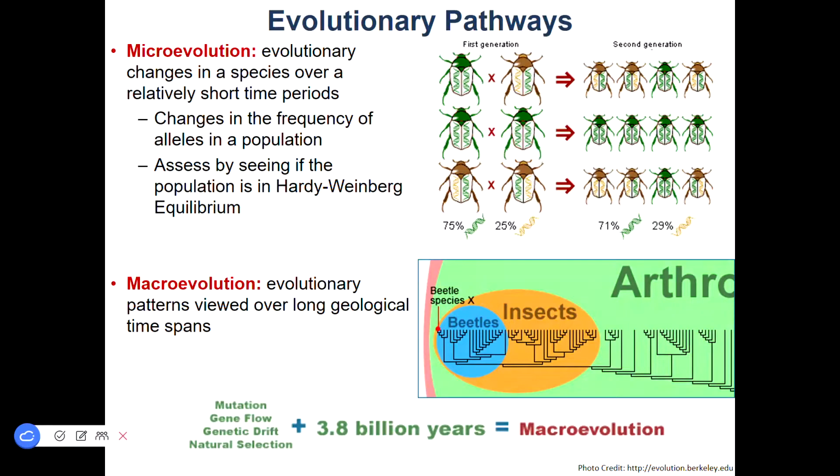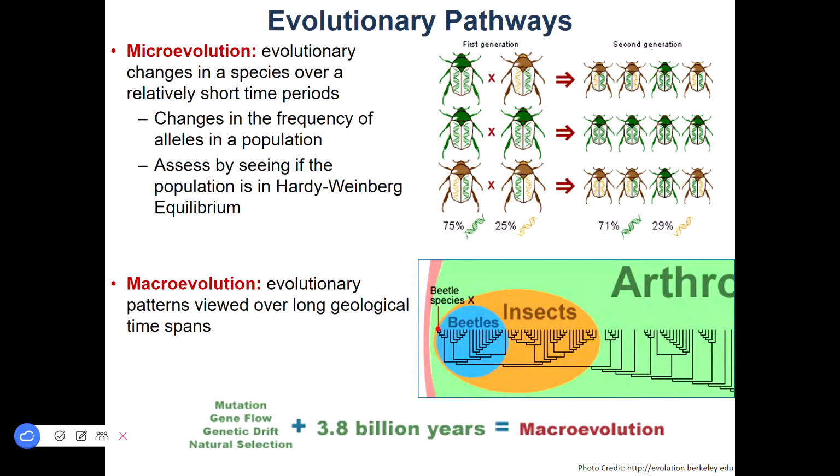So here we have some beetles, and in our first generation of 6 beetles, 75% of the alleles were the dominant green allele, and 25% of the alleles were the recessive brown allele. In the second generation, after these 6 individuals mated, 71% of the alleles were green, and 29% were now brown. So this is an example of microevolution. Our allele frequency has changed over a generation. So micro, small, short period of time.